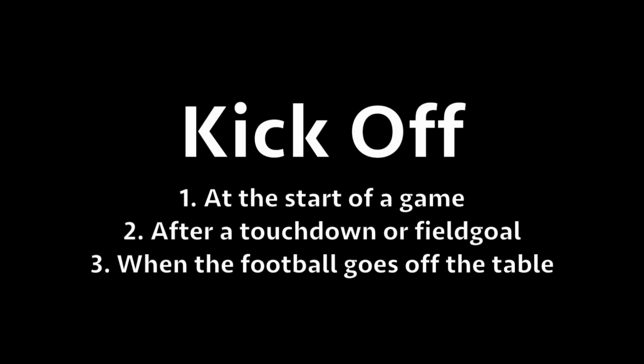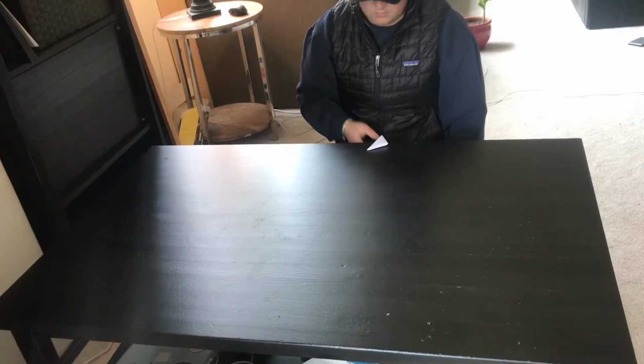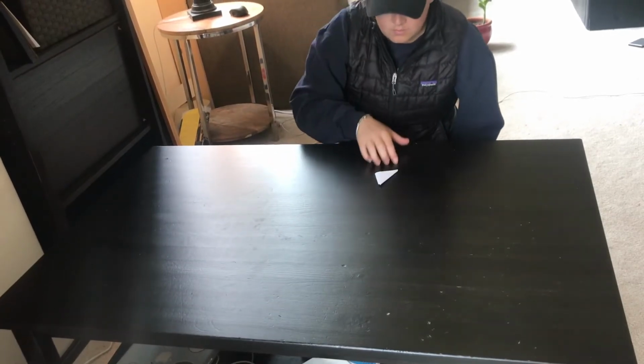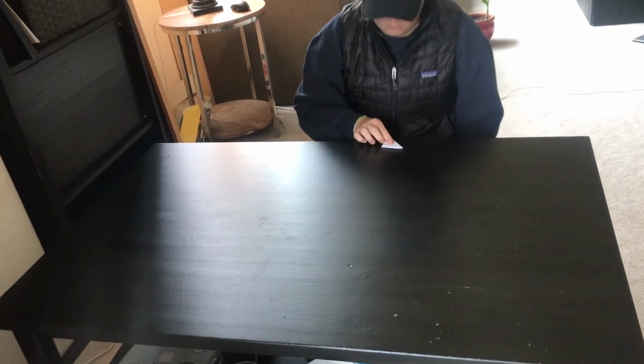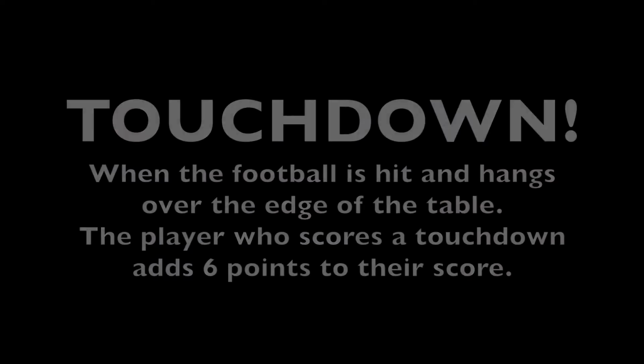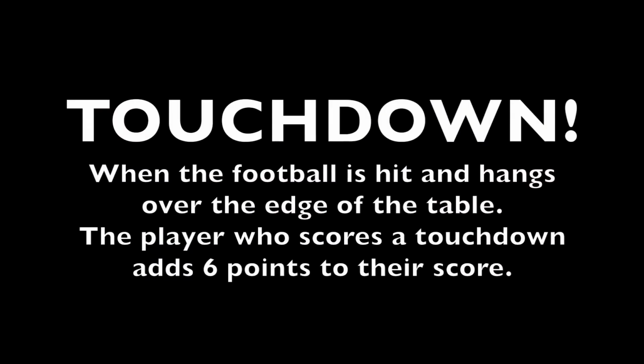First, we'll talk about the kickoff. This happens at the start of a game, after a touchdown or field goal, or when the football goes off the table. Here is an example of how to kick the ball off. Having the football on the edge of the table, and then flicking it in the air and having it land. That is a kickoff.